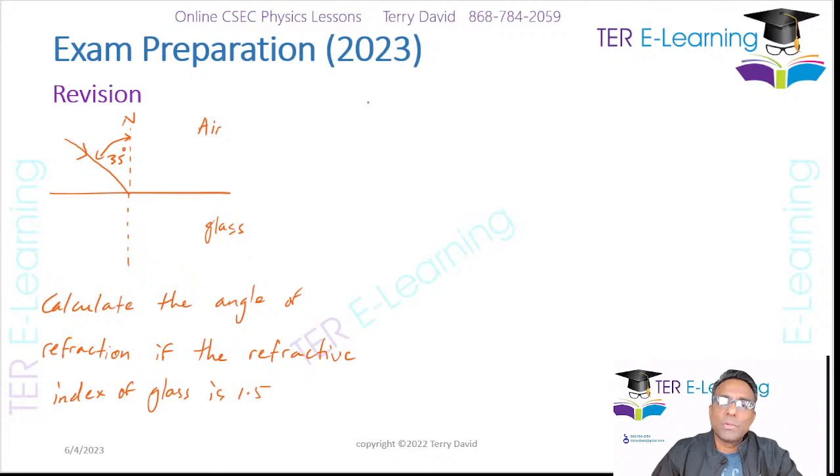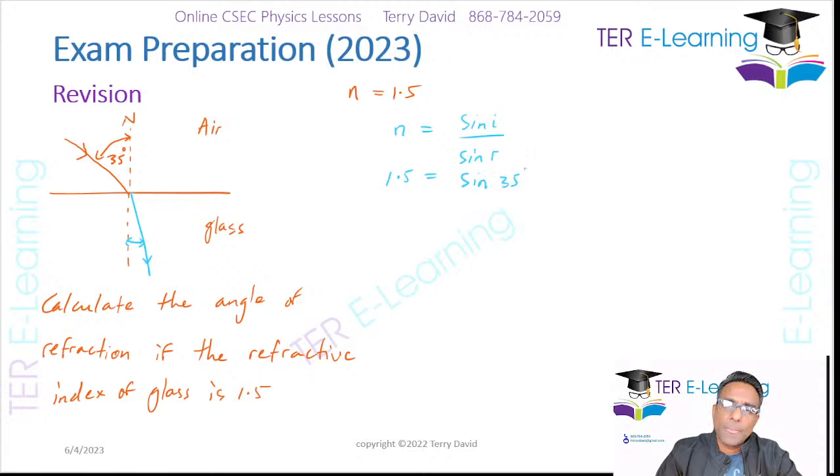Now, what they are telling us in this question is that n is equal to 1.5. When a ray enters from air into glass, it's going to bend towards the normal. So it's going to do this. And the angle that we're looking for is this angle here. That's your angle of refraction. Now you all need to know that n is equal to sine i over sine r. So 1.5 is equal to sine of 35 degrees over sine r.